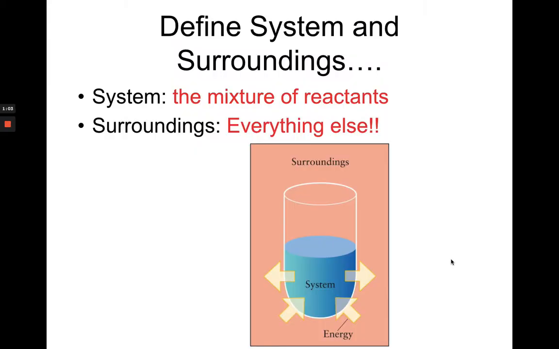So first of all, before we talk about energy changes, we do have to define a few terms. So we're going to define something called the system and the surroundings. When you're talking about a chemical reaction, you generally start with a mixture of reactants. So the system is that mixture of reactants, and the surroundings is everything else. And we're going to reference whether the energy is going in or out, depending on whether you're talking about the system or the surroundings.